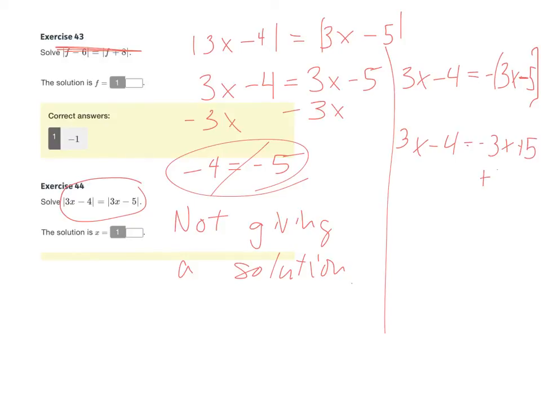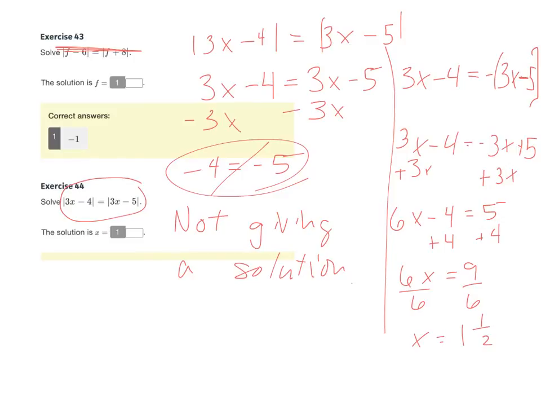Let's add 3x to both sides. That gives us 6x minus 4 is now equal to 5. Let's add 4 to both sides. That's going to give us 6x is equal to 9. Divide both sides by 6. X is equal to 1 and 3/6, which is a half.